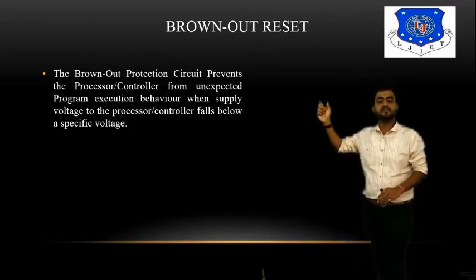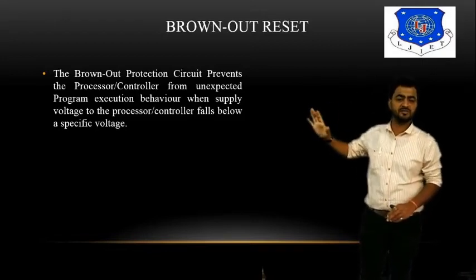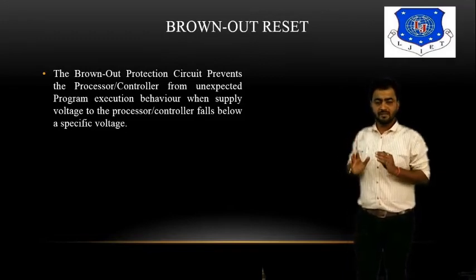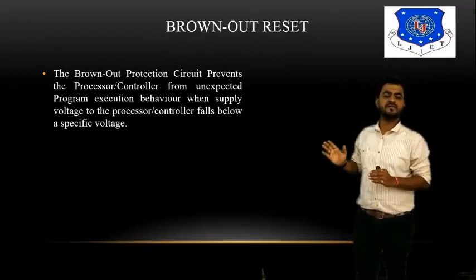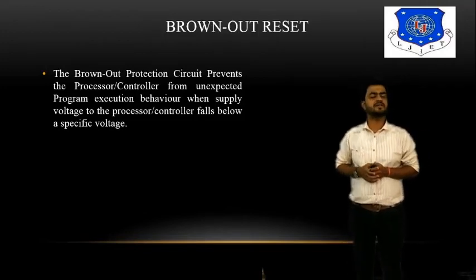The brownout protection circuit prevents the processor and controller from unexpected program execution behavior when the supply voltage to the processor and controller falls below a specific voltage. It's called a brownout reset.